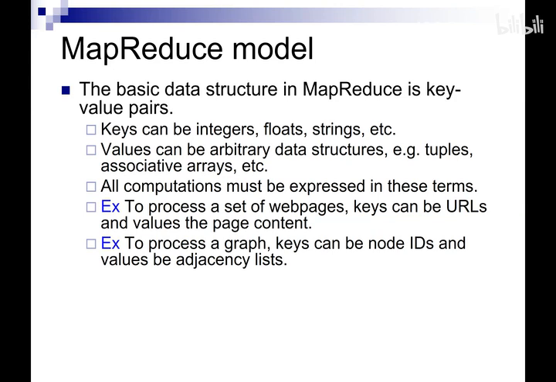Another example is if we want to process a graph. Graphs are usually expressed in terms of adjacency lists or adjacency matrices or something like that. But if we want to process them in MapReduce, we have to somehow convert a graph into a key-value type representation. One way we can do that is to make the keys be the IDs of the nodes in the graph. Then the value associated with each key would be the information associated with each node. That information can just be the adjacency list for that node.